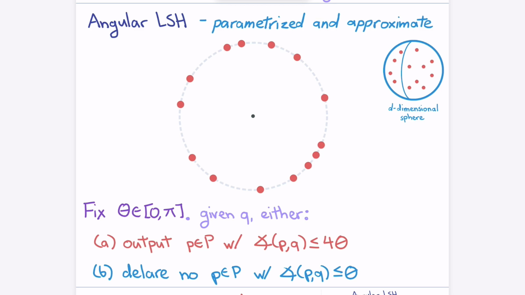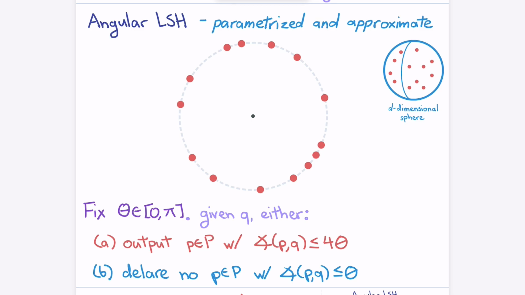So I'm going to give you some parameter theta, okay? And your goal is to either output a point with angle at most 4 theta. I'm not sure why it's 4. I thought it was going to be 2. Doesn't matter. Some constant times theta. Maybe 4 is just easier in lecture. Or declare there's no points with angle less than theta.